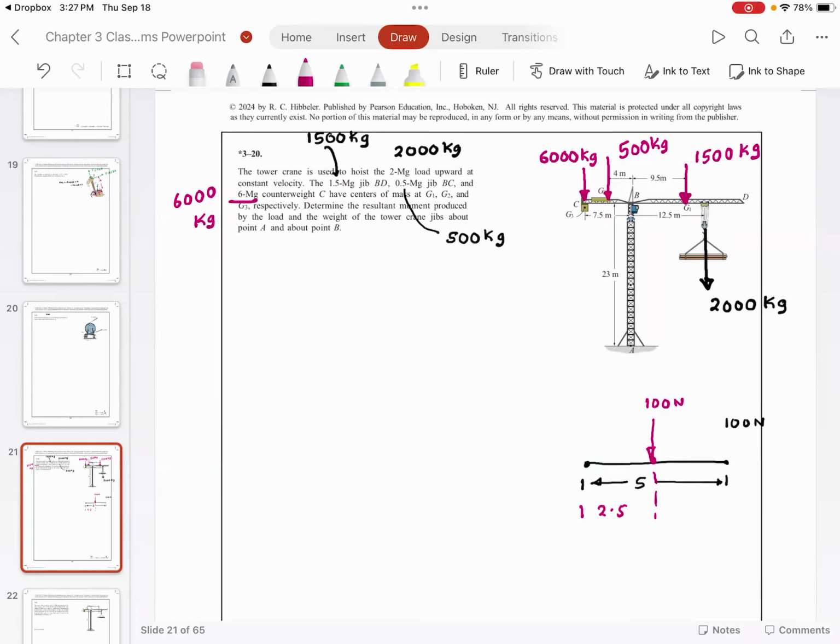Everyone understood this? That is how the problem is set up. Everyone understood why I have drawn forces going in the downward direction? Because that's the weight. Weight acts in the direction of gravity, downwards. So that's why all the forces are going down. Now we have to find the moment about A and the moment about B.